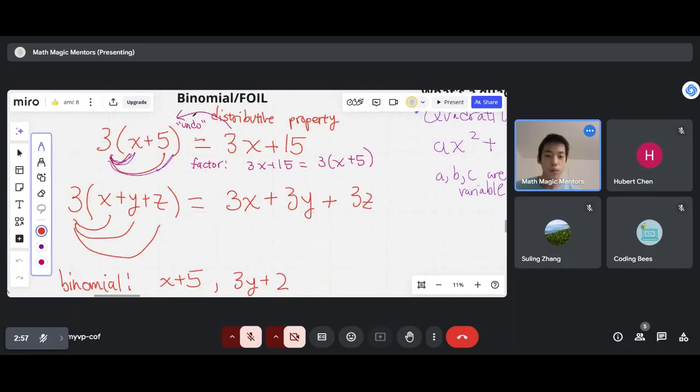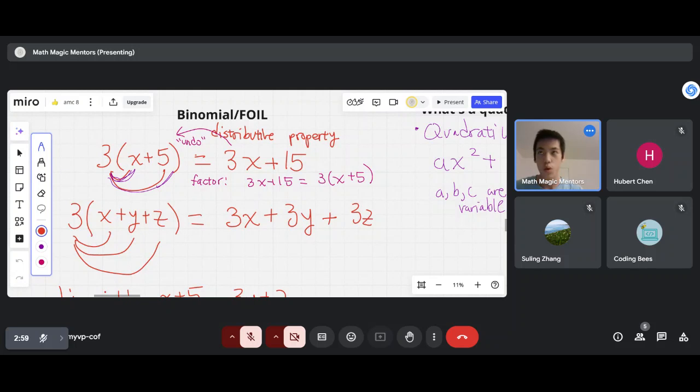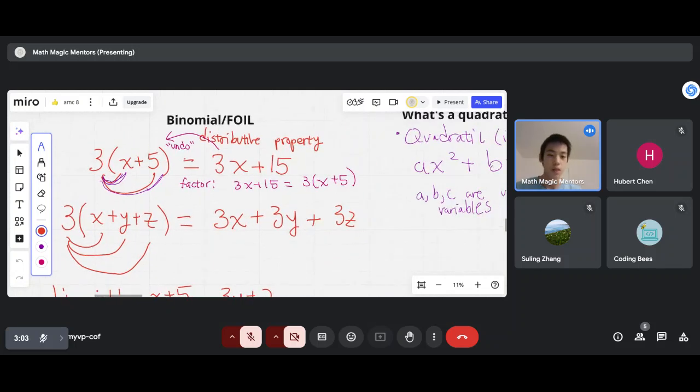And so we can also do this with more than one term in an expression, more than two terms in an expression. So in the first case, we have a binomial. We usually call this a binomial because bi is basically the prefix for 2, and nomial is just basically like a set of terms. So x plus 5 basically is a binomial because it has 2 terms.